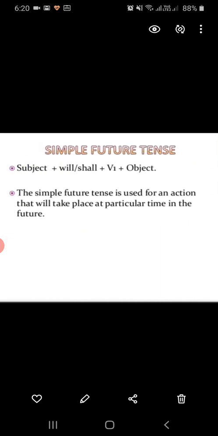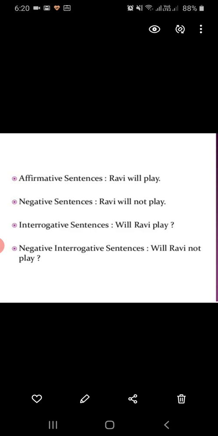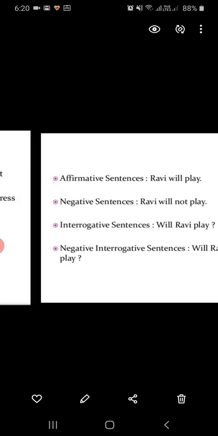Now simple future tense, in which we have subject plus will, shall plus first form of the verb plus object. The simple future tense is used for an action that will take place at a particular time in the future. Affirmative, Ravi will play. Negative, Ravi will not play. Interrogative, will Ravi play? Negative interrogative, will Ravi not play?